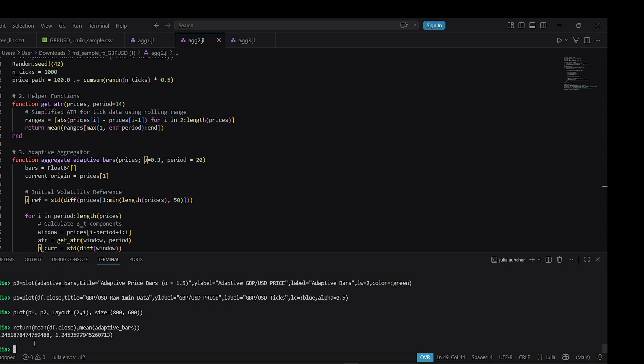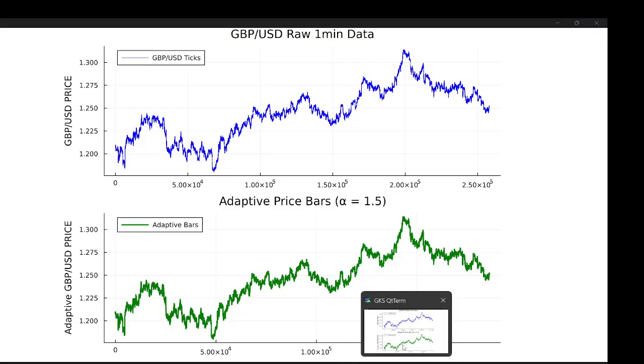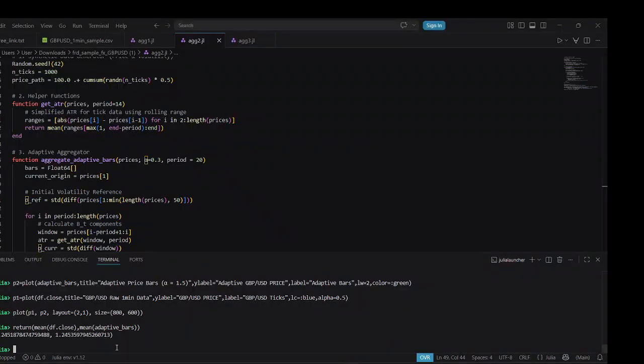Now, as you can see, the two averages are not the same, right? The average of the GBP USD 1 minute data is not the average of the adaptive price bar with alpha equals 1.5. Of course, as you change alpha, the average also changes. So essentially, the statistical properties of the GBP USD raw data and the adaptive price bar are not the same. Now, what's the difference between these?